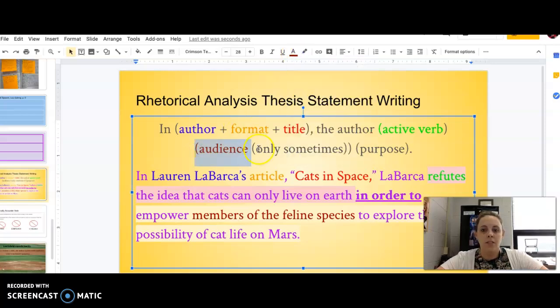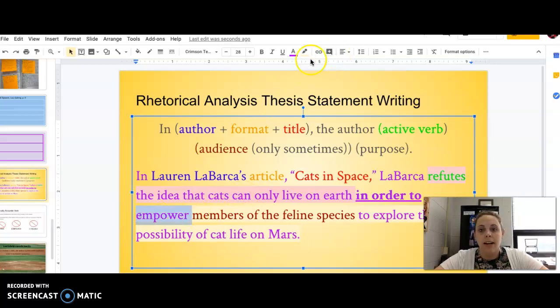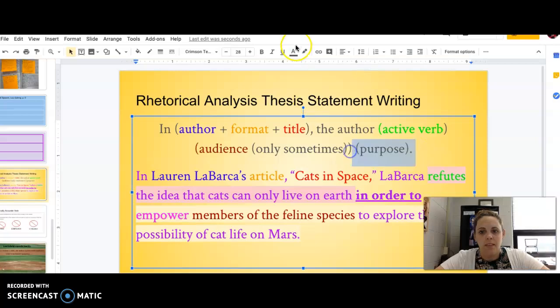And then we are looking for our purpose. What is my purpose? It's not to persuade, it's not to inform, it's not to entertain. It is to explore, in order to, I'm sorry, I messed up already, empower, right? In order to empower cats to explore life on Mars. So you can kind of see that these last two sometimes are going to flip also.